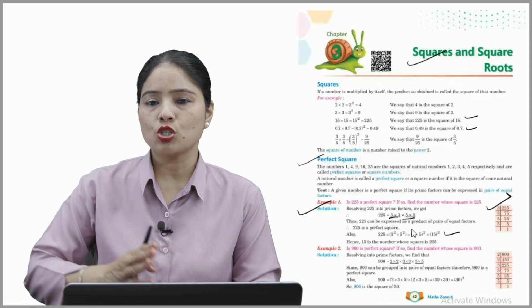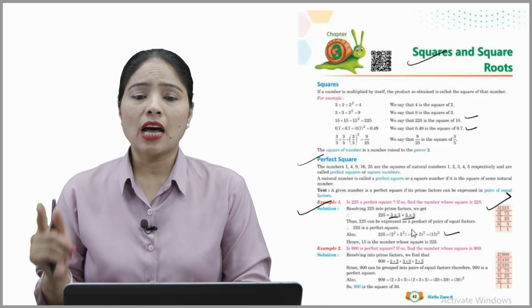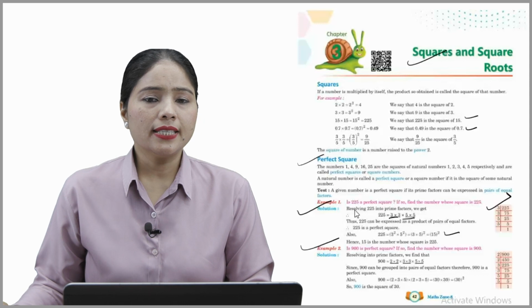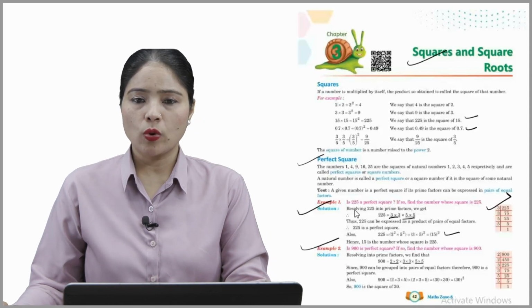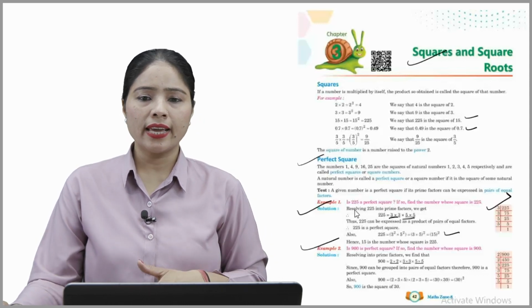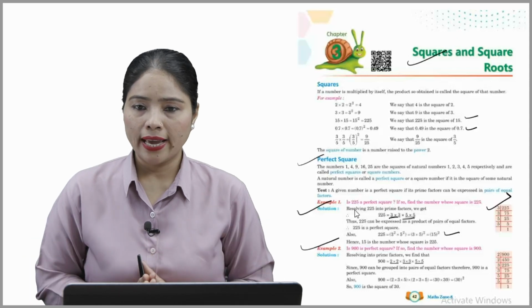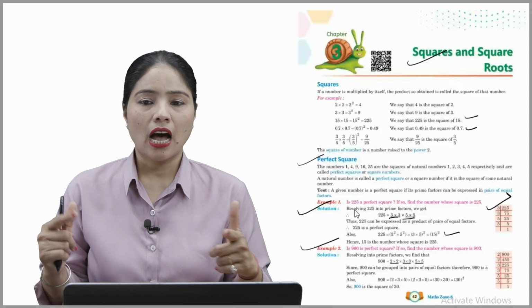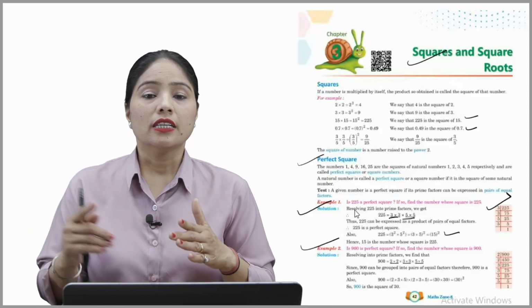Now example 2. Is 900 a perfect square? If so, then find the number whose square is 900. So let's see how we do that.